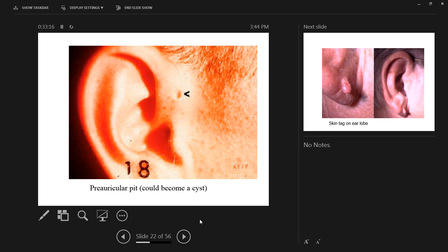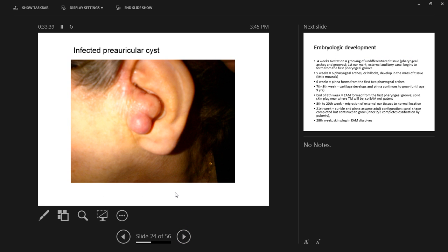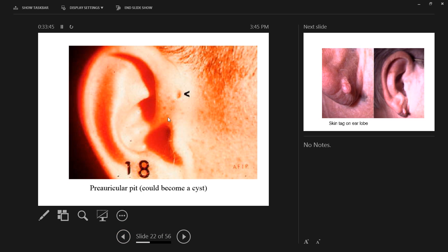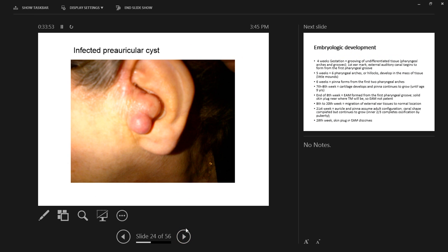Here's a really good close-up of a preauricular pit. As noted, that could become a cyst if there's dirt and debris and nasty stuff that gets in there and becomes infected. Just a skin tag on the earlobe. Oftentimes we'll see skin tags in front of the tragus. Here's a rather nasty looking infected preauricular cyst. So if we go back a little bit and we see this guy, imagine that's down a little bit toward the tragus and it gets inflamed, infected. That's what this could look like. It's nasty.